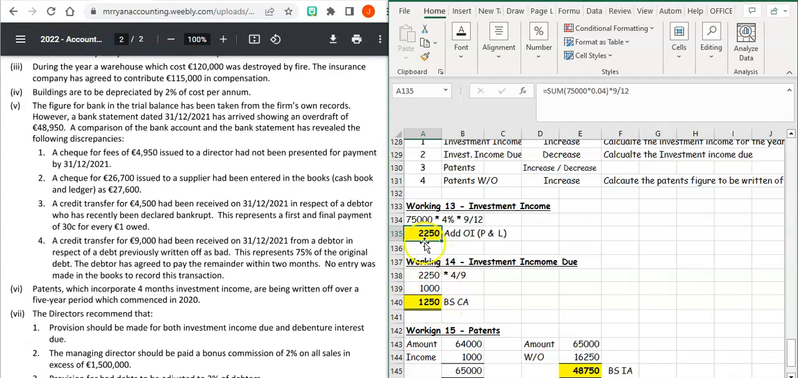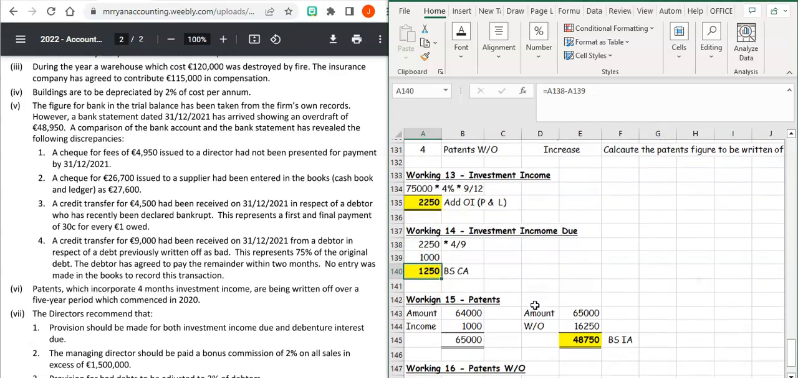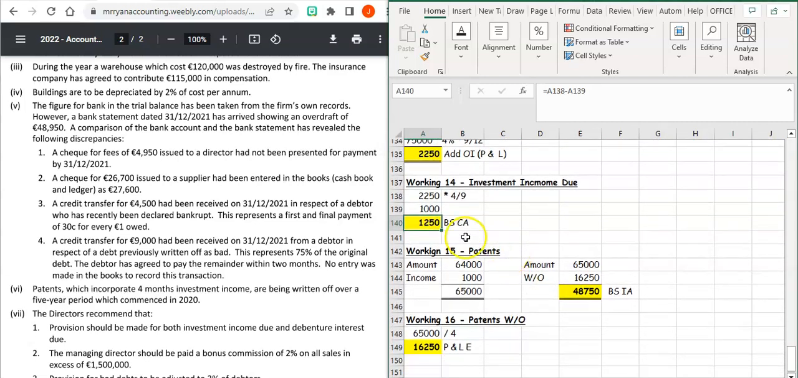Then we need to find of this 2,250, how much we've incorporated in our patents. So we're going to take the 2,250 multiplied by 4 because it says in the question that it's 4 months, divided by 9 because we only have it for 9 months. So that gives us 1,000. So we take that away from 2,250. That means we've got 1,250 due to us. That goes into your balance sheet as a current asset.